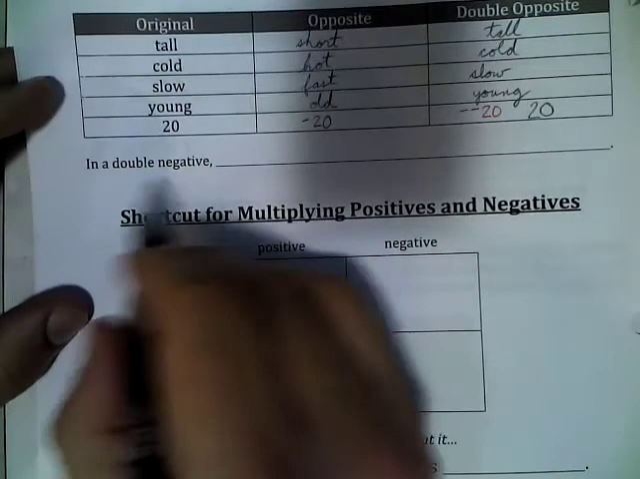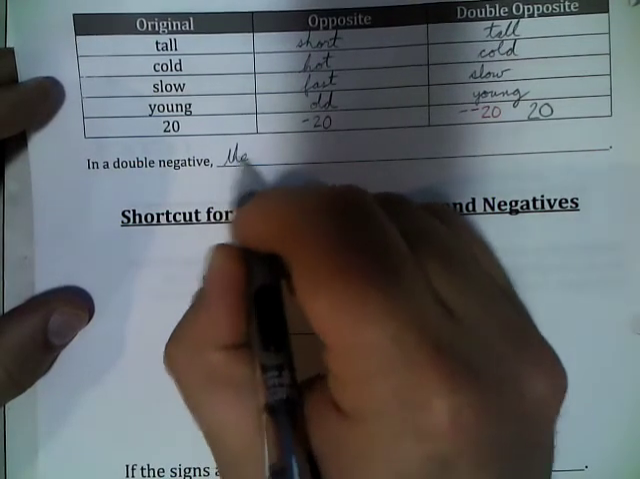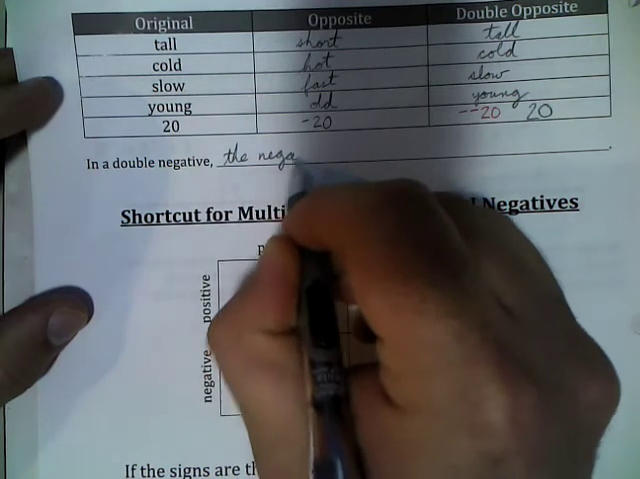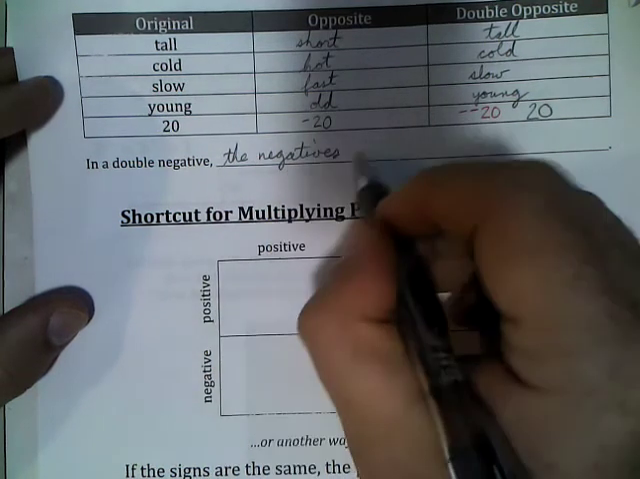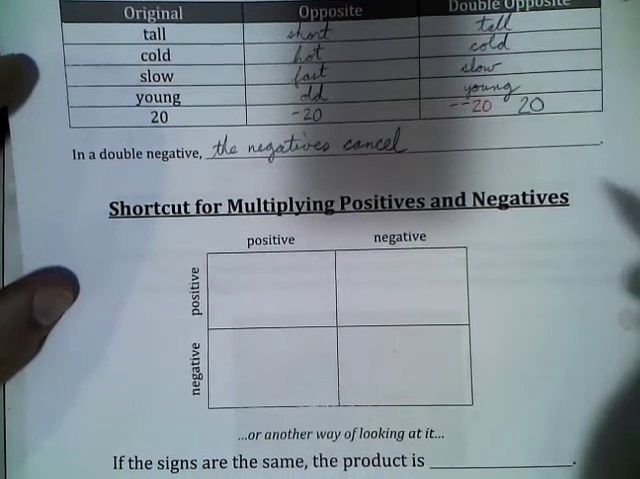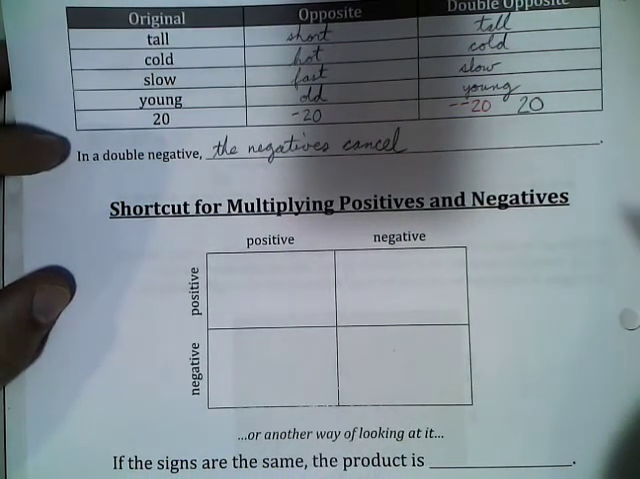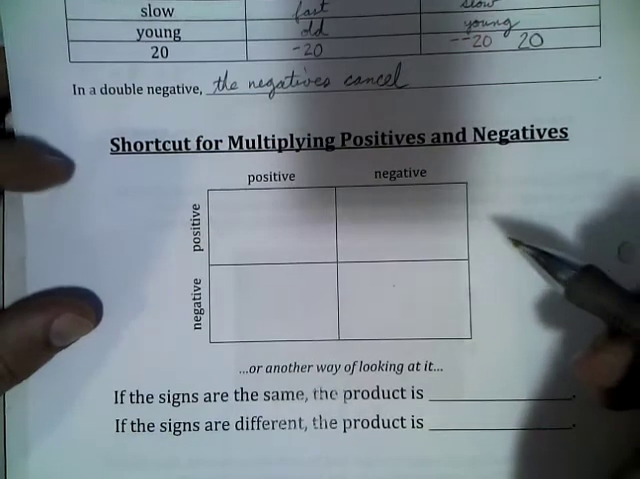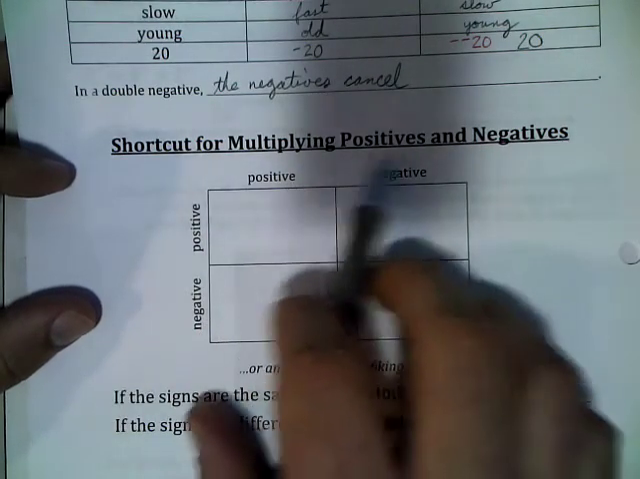In a double negative, the negatives cancel. In a double negative, the negatives cancel. So here's our shortcut. Shortcut for multiplying positives and negatives.